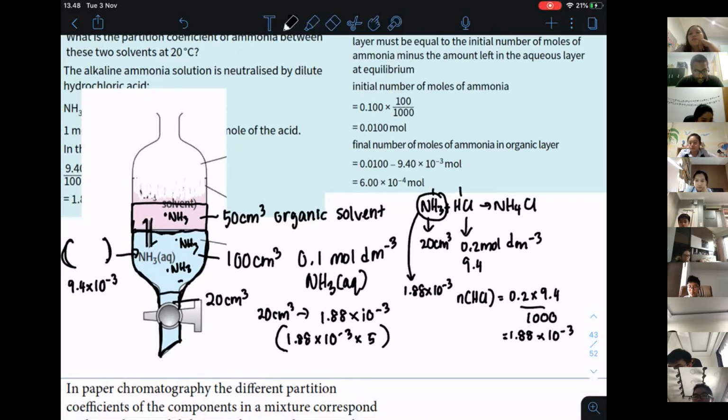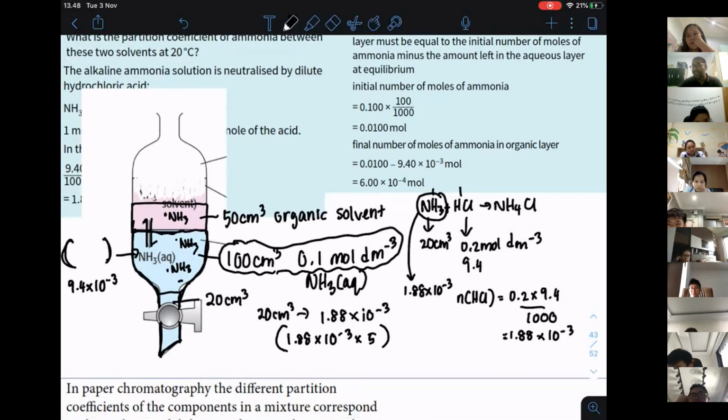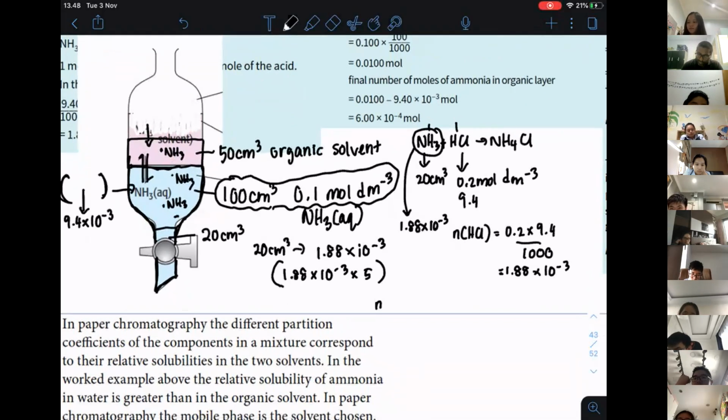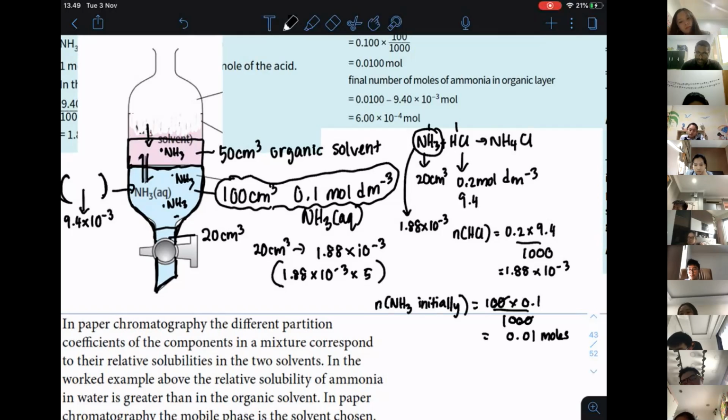Now, initially you used to have 100 cm cube of 0.1 mole per dm cube when I put it there. But now, after the equilibrium, you only have this amount. So the remaining ammonia should have gone to this place, and you can calculate that as well. Let's calculate the number of moles of NH3 initially: 100 times 0.1 divided by 1000, that is 0.01 moles. So you are supposed to have 0.01 moles here, but now you only have 9.4 times 10 to the power of negative 3. So where did the rest go? Definitely they went over here.